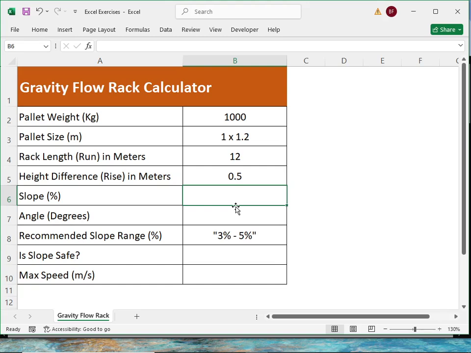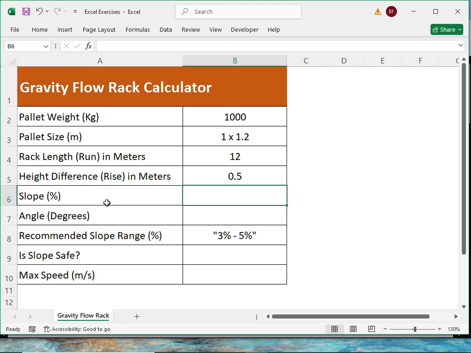Hey everyone, today I'd like to show you how to create a gravity flow rack calculator. If you are building or doing an installation of a gravity flow rack, or what others call a dynamic rack or a FIFO rack, first in first out rack system, then this system will come in handy for you.